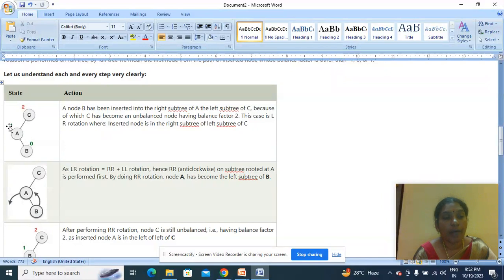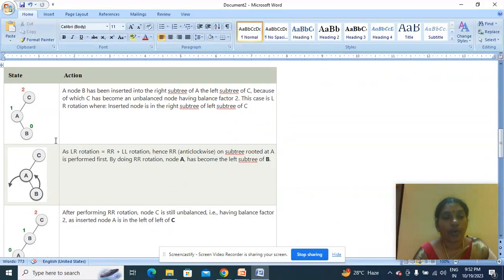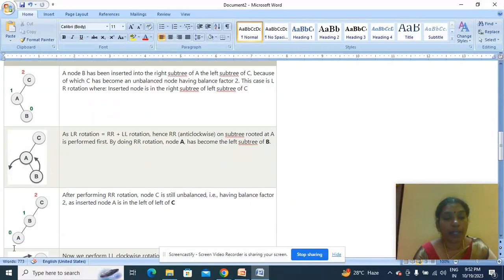So now we are going to perform the RR case. LR case means RR followed by LL. RR means one rotation in the anti-clockwise direction. So now B becomes the root, which means A should be the left of B.